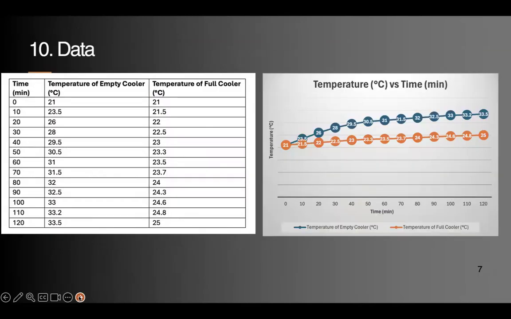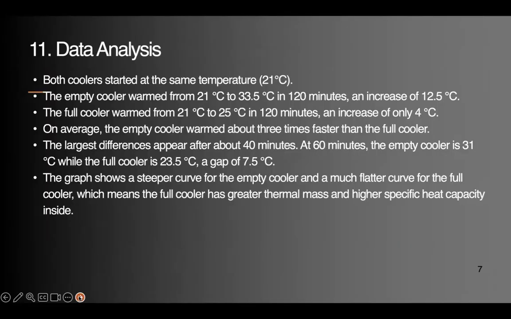Here are our data. And as we can see from the graph on the right-hand side, the temperature of the empty cooler rose higher and faster than the temperature of the full cooler. Basically, the graph shows a steeper curve for the empty cooler and a much flatter curve for the full cooler, meaning that the full cooler has greater thermal mass and higher specific heat capacity inside. So on average, the empty cooler warmed about 3 times faster than the full cooler.